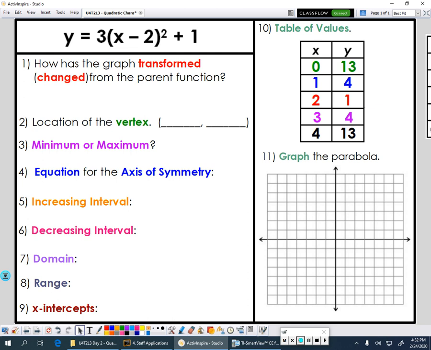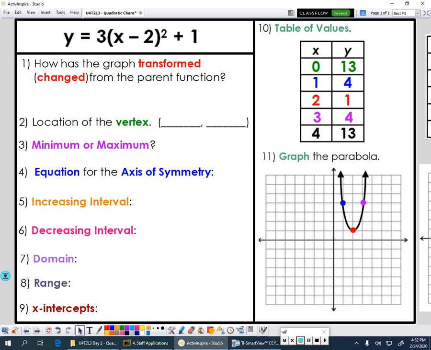So here's what we got from our calculator when we put this equation in. And now I'm going to take these values and I'm going to graph my parabola with them. And this is what we're going to see here. Okay, so now that I have this graph, it's time for us to start looking at our characteristics and how this has changed. So we'll start with question 1.